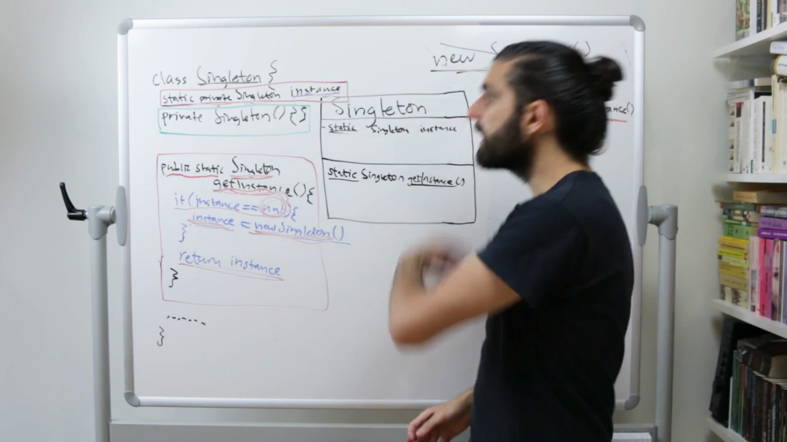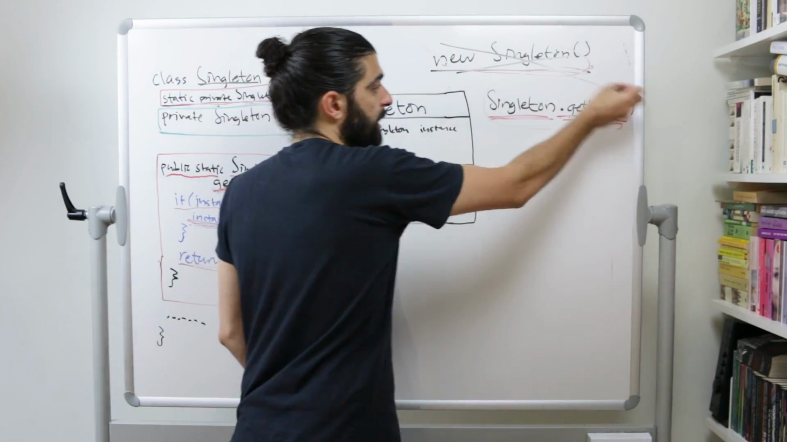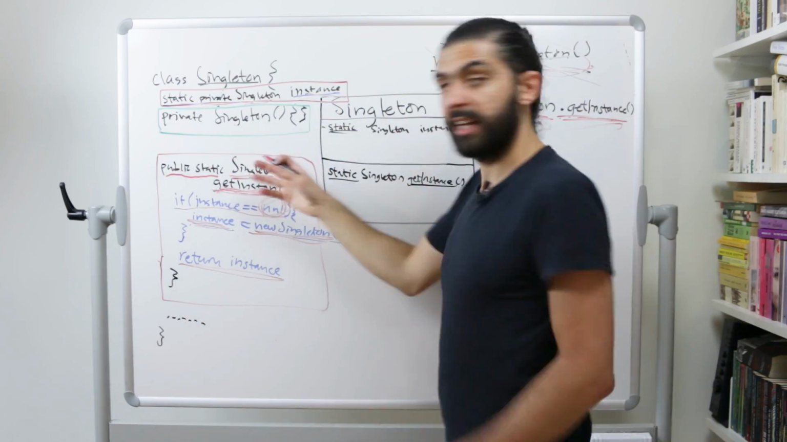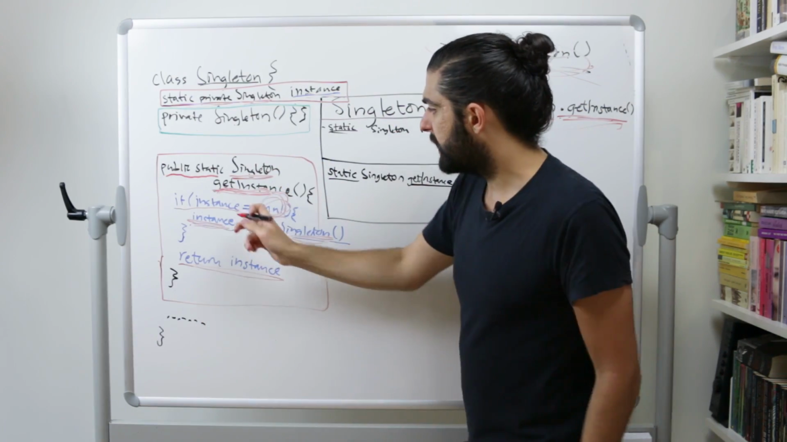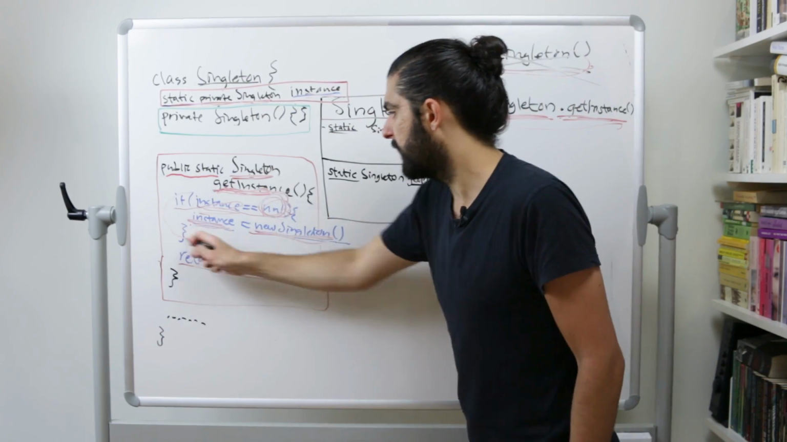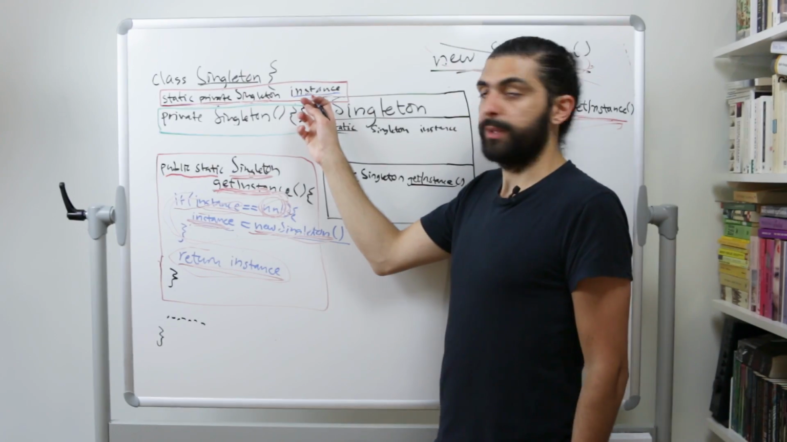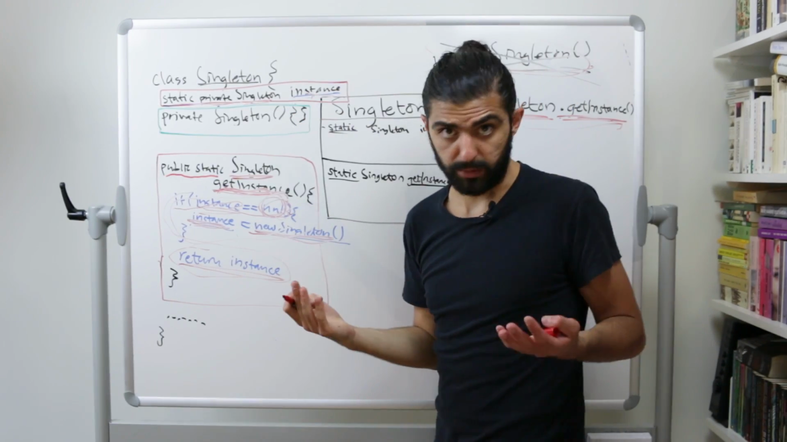Which means that the second time somebody calls getInstance, in other words, does this call, singleton.getInstance, then the instance will not be null, which means that we won't execute this portion of the code, which means that we'll go directly here and simply return the instance. And that's the Singleton pattern.